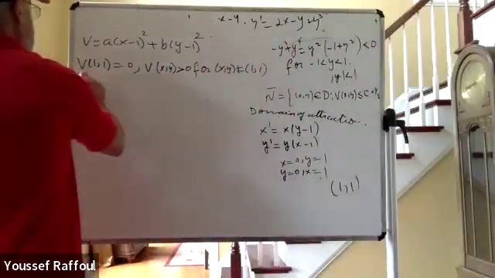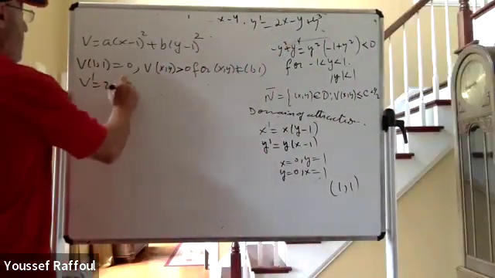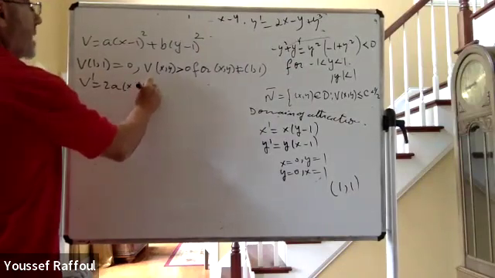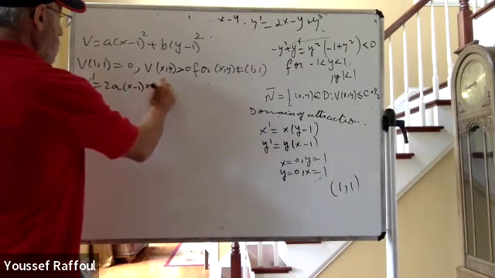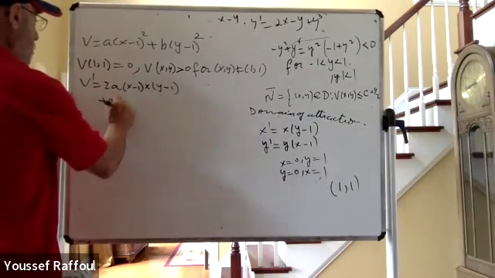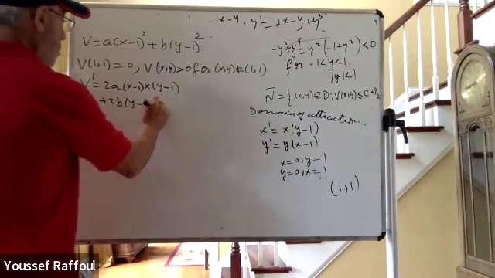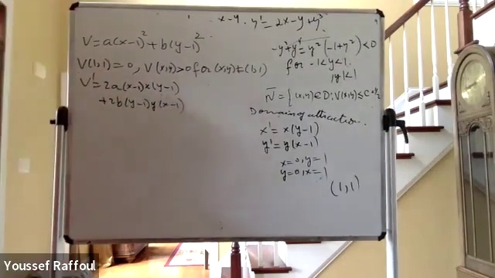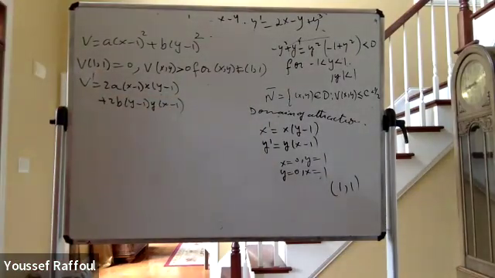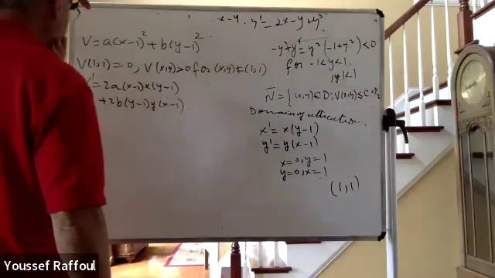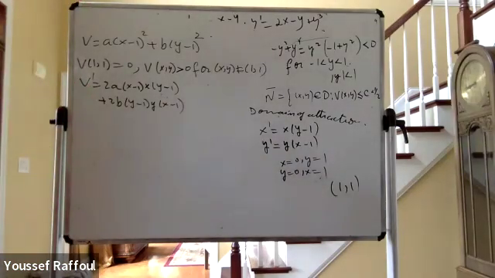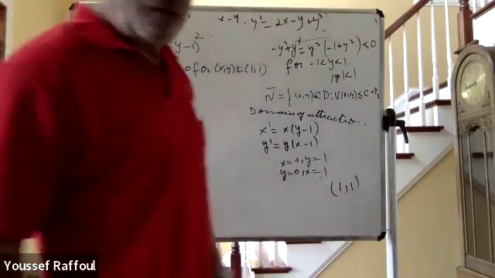Well, let's do it. V prime is 2a times (x minus 1) times x prime plus 2b times (y minus 1) times y prime, which is y times (x minus 1). Well, good luck computing this to see if you can get stability out of it. I'm just giving you an idea how to go about the Lyapunov function.